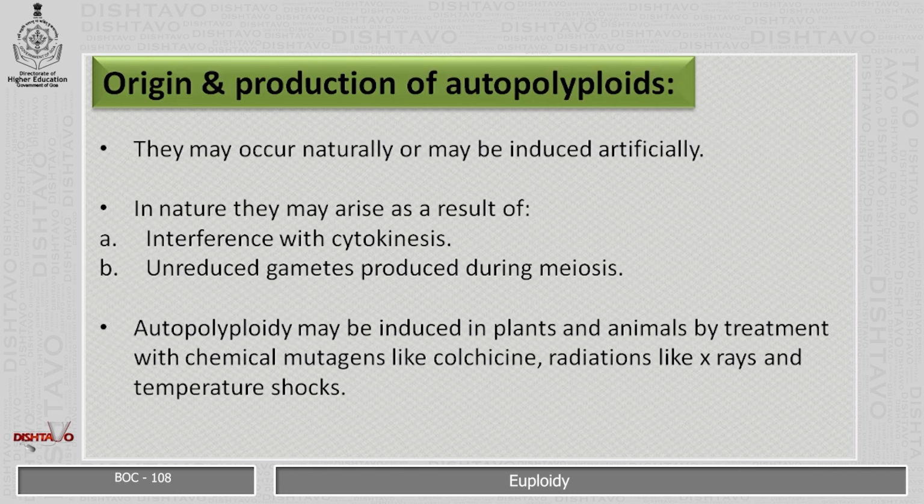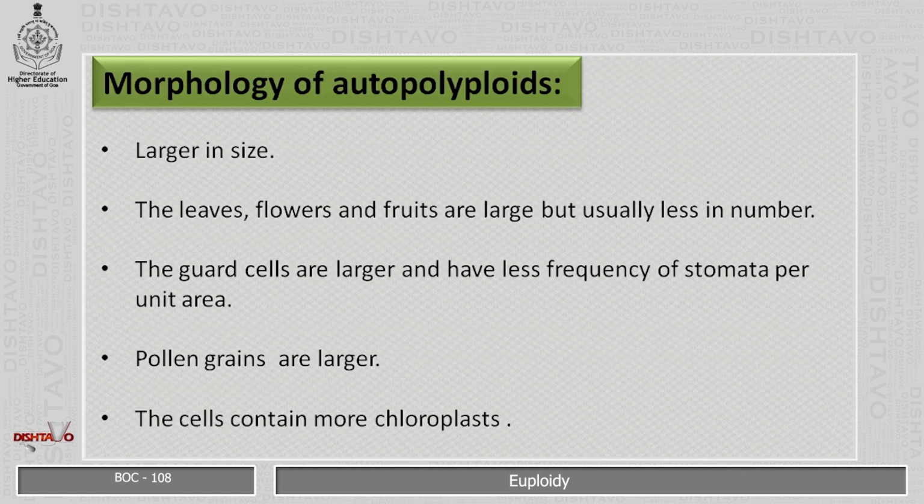Origin and production of autopolyploids. They may occur naturally or may be induced artificially. In nature, they may arise as a result of interference with cytokinesis or unreduced gametes produced during meiosis. Autopolyploidy may be induced in plants and animals by treatment with chemical mutagens like colchicine, radiations like X-rays, and temperature shocks.